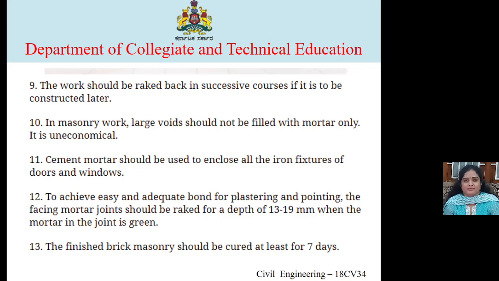So to achieve an easy and adequate key for plastering and pointing work, the facing mortar joint, which you can see, should be raked to a depth of 13 to 19 mm, 1.3 to 1.9 centimeters, when the mortar in the joint is green. You have to keep it like that so that it is easy to do the plastering or pointing work. The finished brick masonry should be cured for at least 7 days.